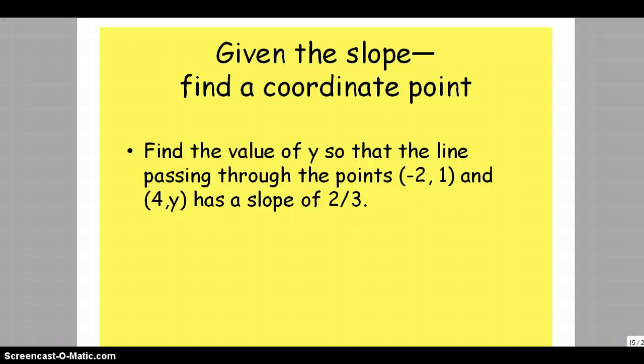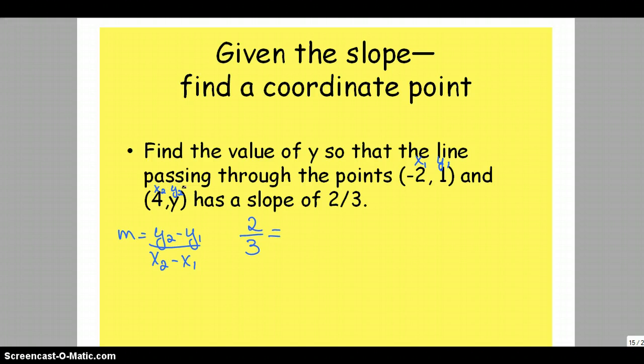Okay, so now we have: find the value of y so that the line passing through the points negative 2, 1 and 4, y has a slope of 2/3. Well, I'm going to start with my formula. M is equal to y sub 2 minus y sub 1 over x sub 2 minus x sub 1. My slope is 2/3, so I'm going to plug that in for m. Let's call this x sub 1, y sub 1, x sub 2, y sub 2.